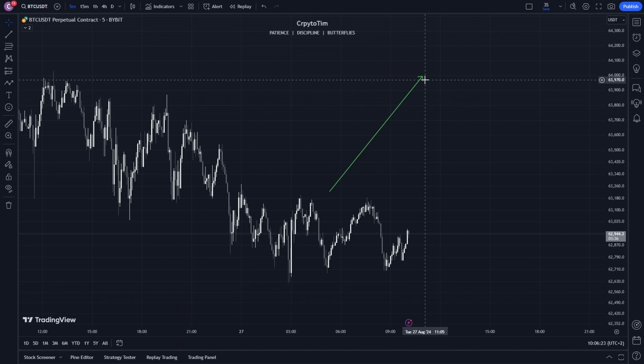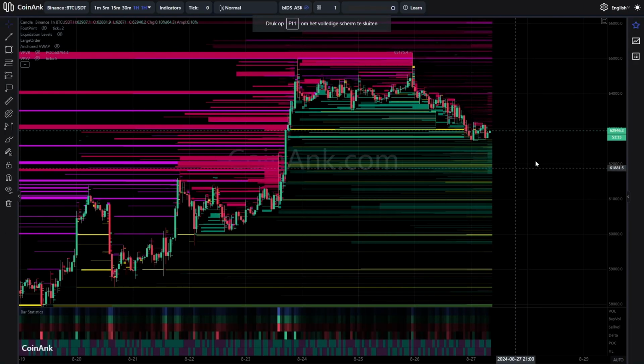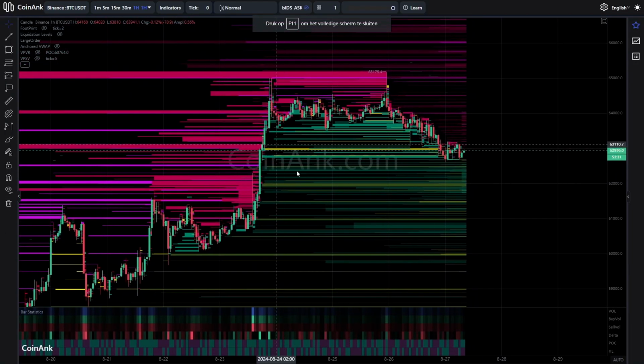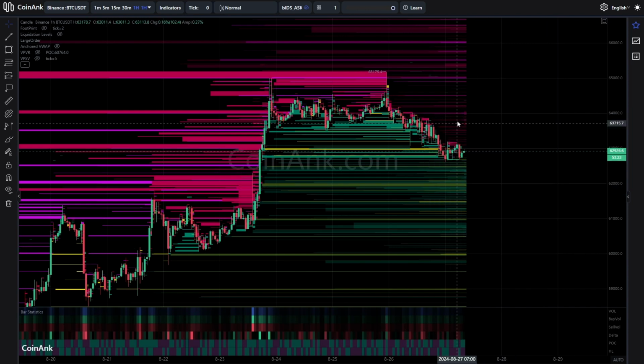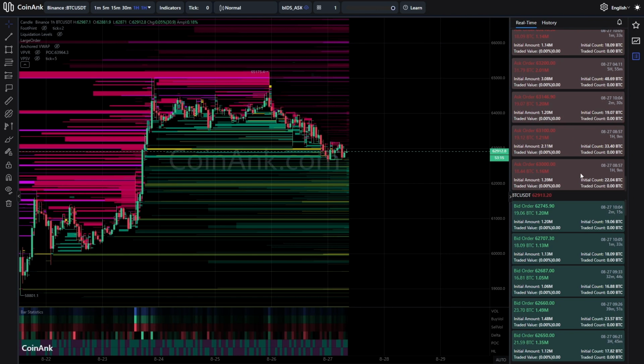But for this, we can have a better view on CoinAnk. So now I'm on CoinAnk. I'm using the large order indicator over here. This is showing me buy orders and sell orders. You can also go to the side here to have a clearer view of sitting orders from the asks and the bids. So the bids and the asks, it's buys and sells.